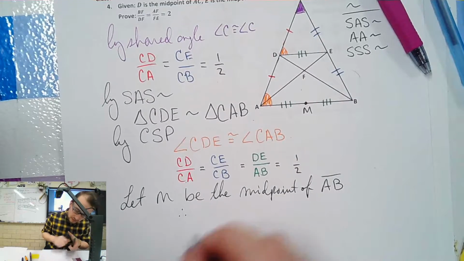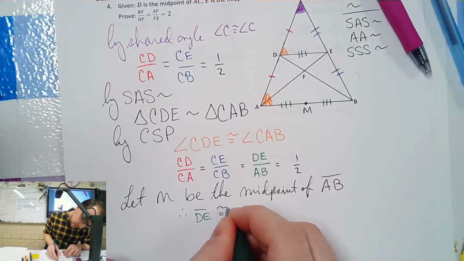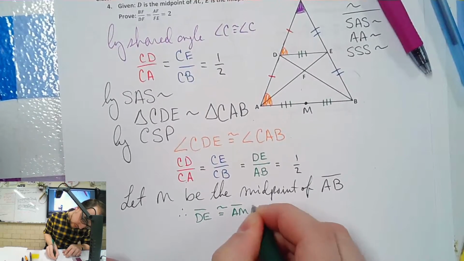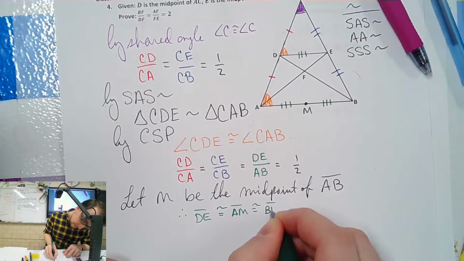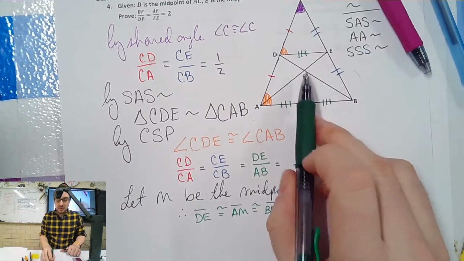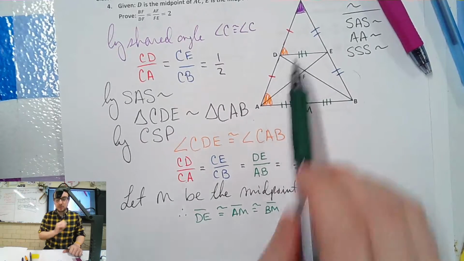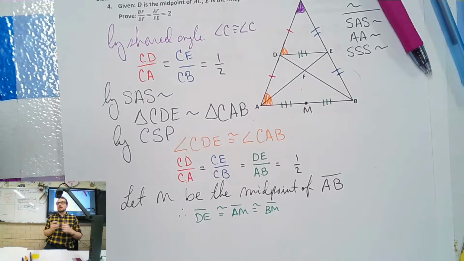So I'm going to say DE congruent to AM congruent to BM. Everybody cool with that? I just did that so I could mark it in my diagram. Because how do I show that that's half of this without doing something like that? I don't know. So I made that 2 greens and that 1 green. Are we cool with that idea?